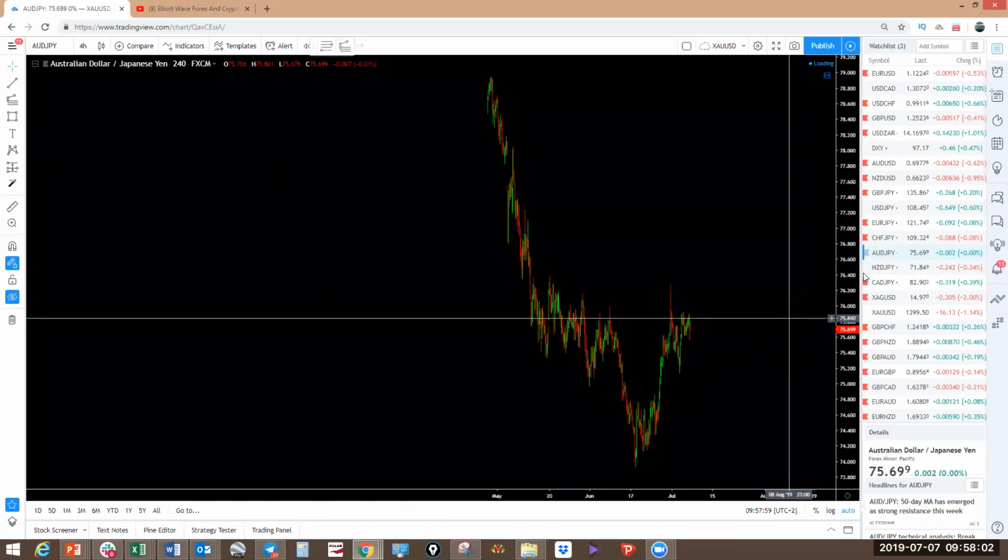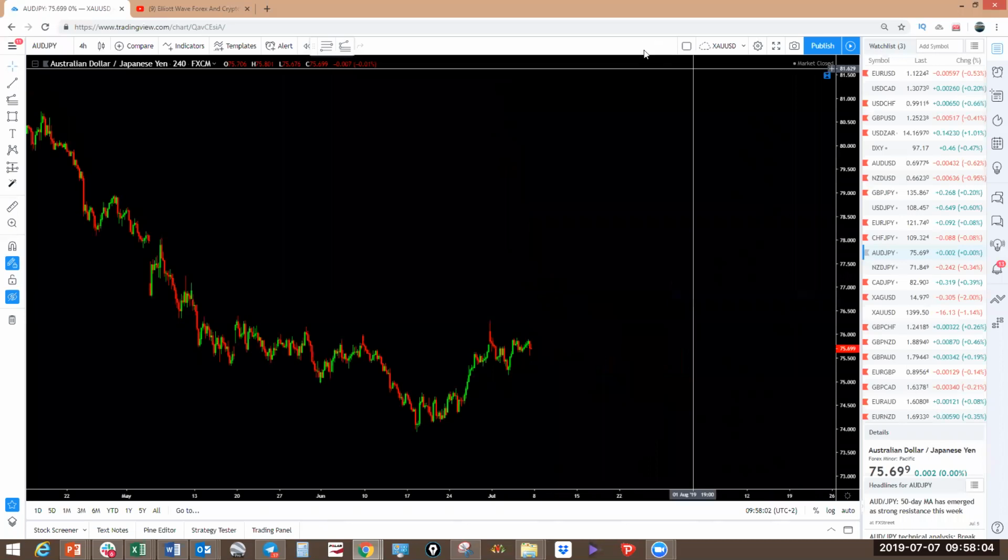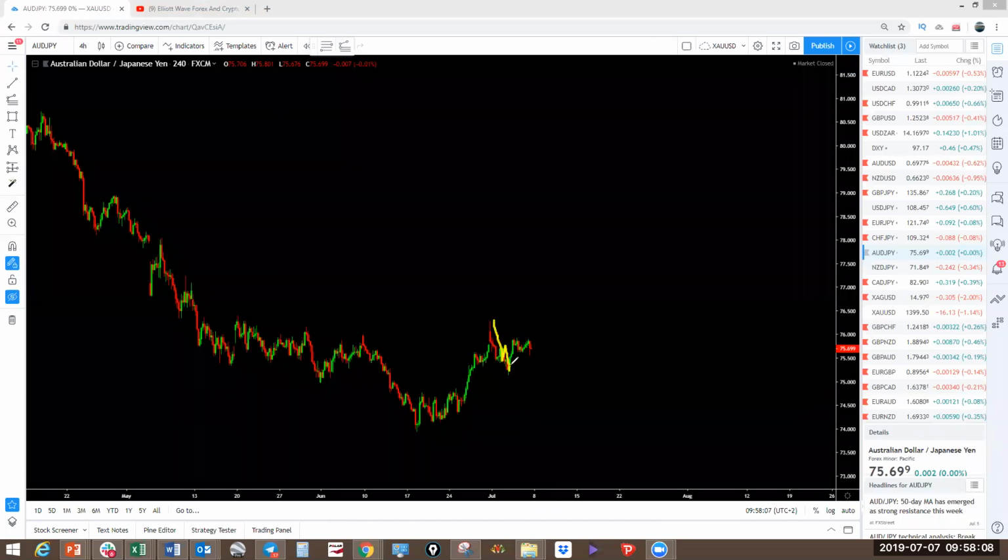AUDJPY, as we expected this to drop with the other yen pairs, did not quite. So instead it made a 3-wave pullback. Could it be making another 3-wave up to retest there? Make a bigger one here, structure like this, structure like this. That will be an ABC structure. Here it can be an impulse or an ending diagonal. Then continuation to the downside.